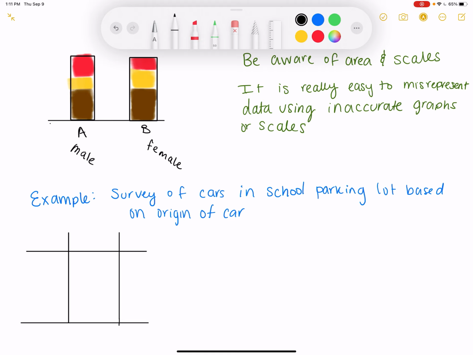Wait, is that a table or a graph? A table. So the left side is going to be car. Wow, I cannot spell.